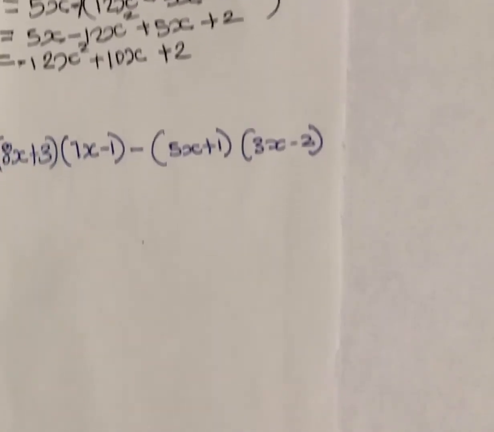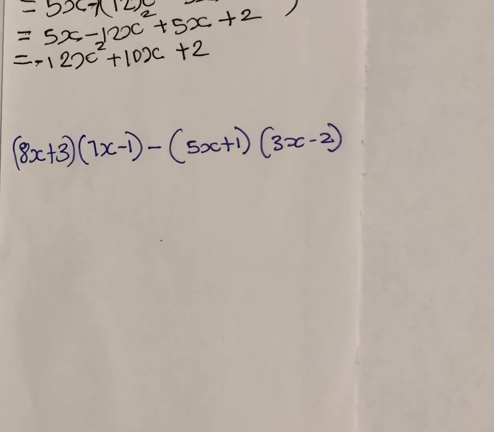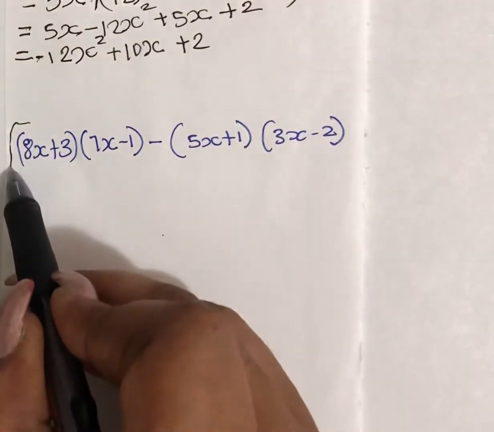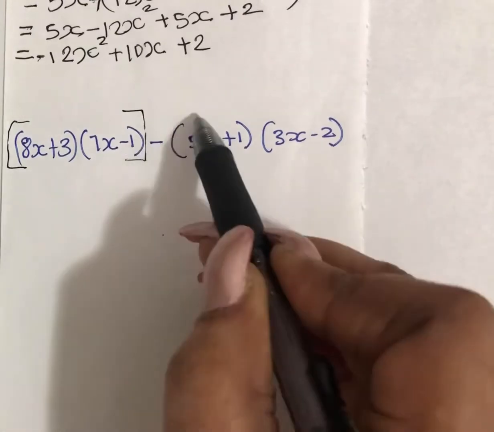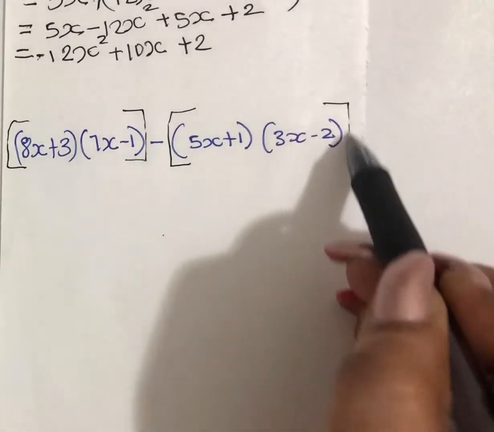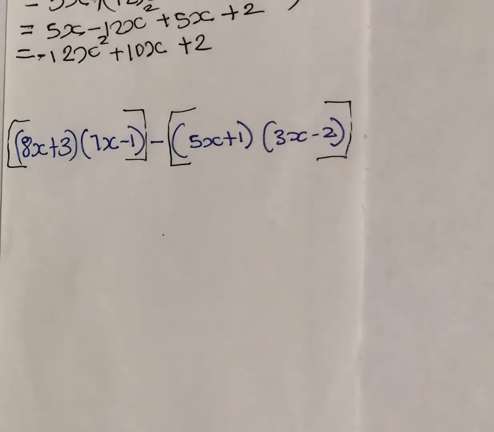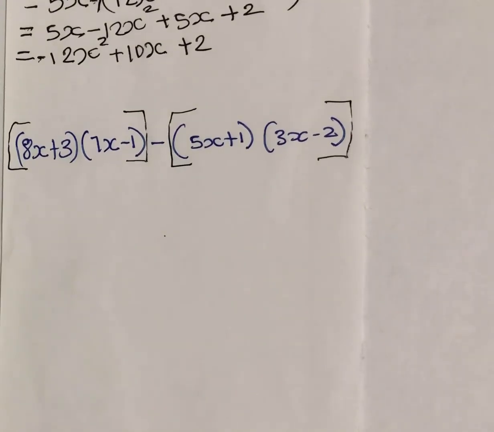And our last and final question. Same concept applies. We simplify each of the pairs of the parentheses that we have, and then we're going to subtract those two answers that we get. So we go with our FOIL again.